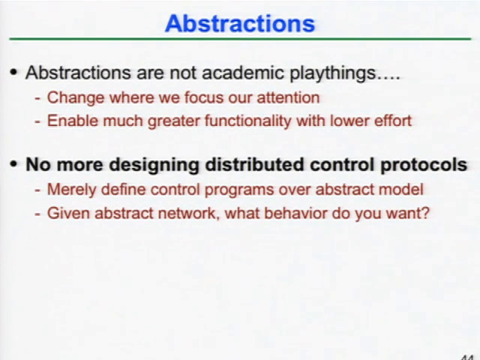We're done, inside a domain. Interdomain routing, we're stuck with BGP, but inside a domain, no more distributed control protocols. That's done. Once you define a network operating system, nothing else needs to be distributed. So now your whole task is to define control programs over this abstract model.